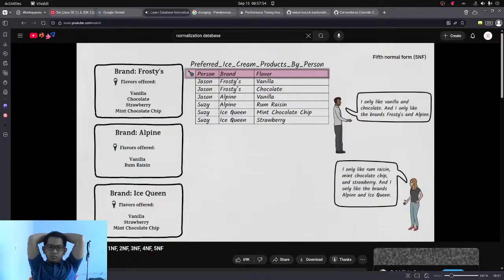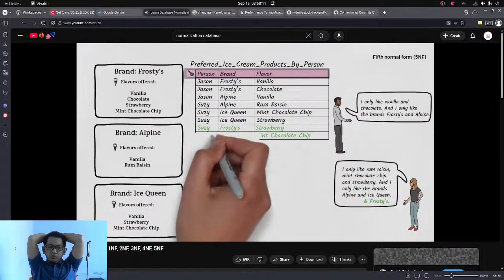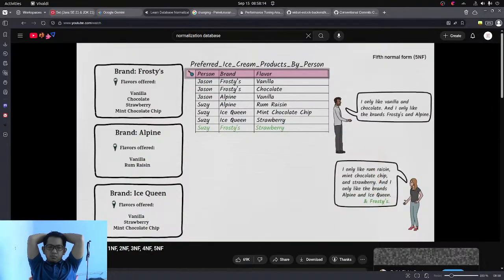But time passes, tastes change, and at some point, Susie announces that she now likes Frosty's brand ice cream too. So we need to update our table. It won't come as any surprise that we might get this update wrong. We might successfully add a row for Person Susie brand Frosties flavor strawberry, but fail to add a row for Person Susie brand Frosties flavor mint chocolate chip. And this outcome wouldn't just be wrong, it would be logically inconsistent, because we've already established that Susie likes Frosty's brand and likes mint chocolate chip flavor, and therefore there's no way she can dislike Frosty's mint chocolate chip.